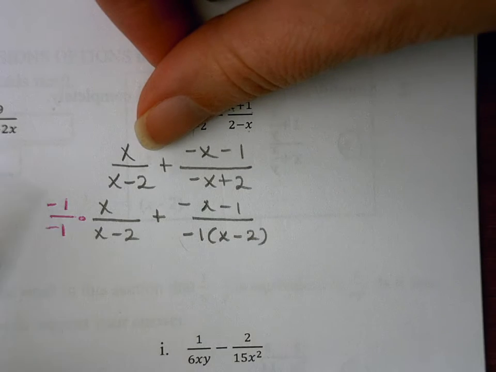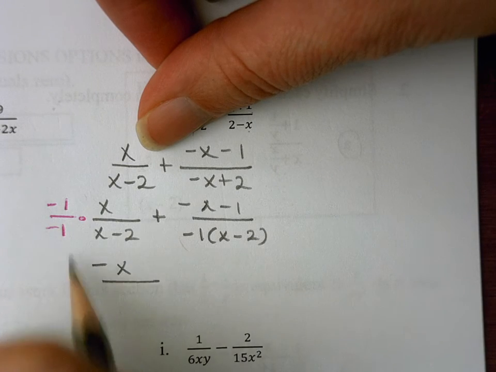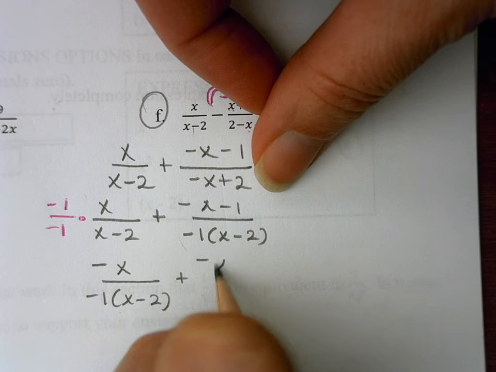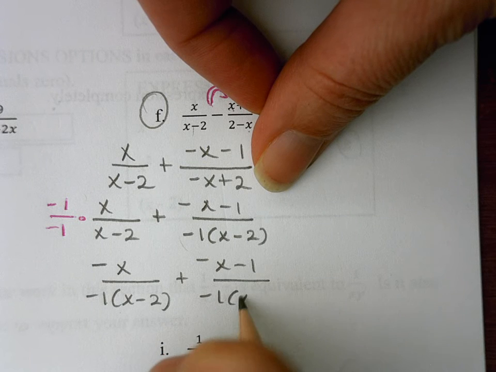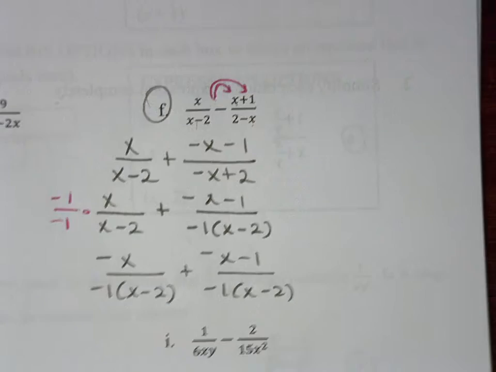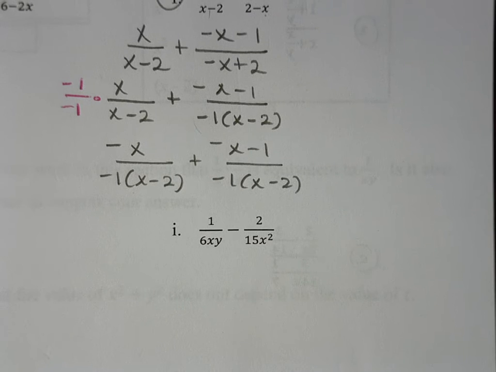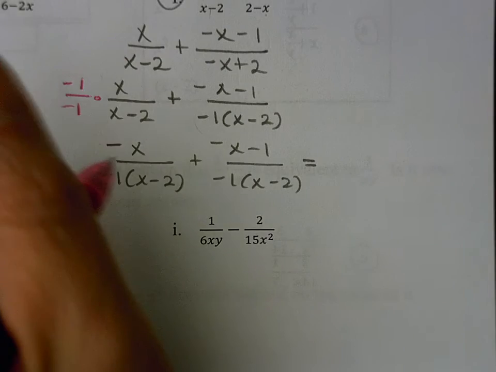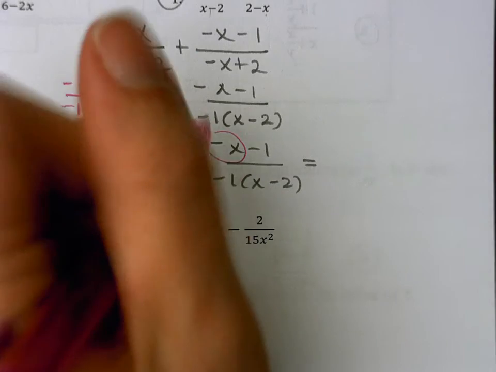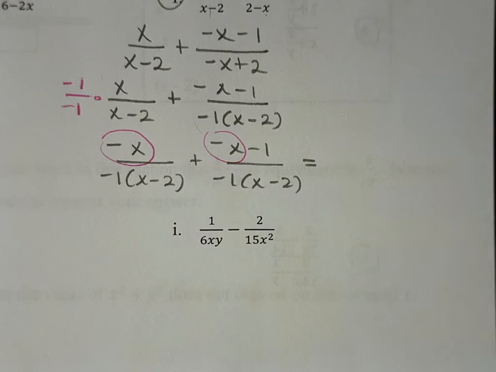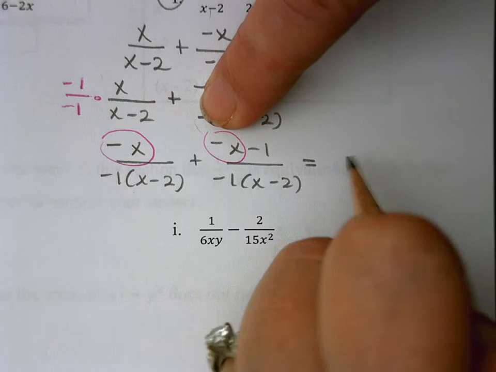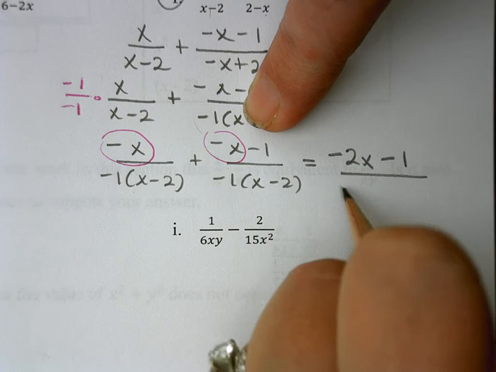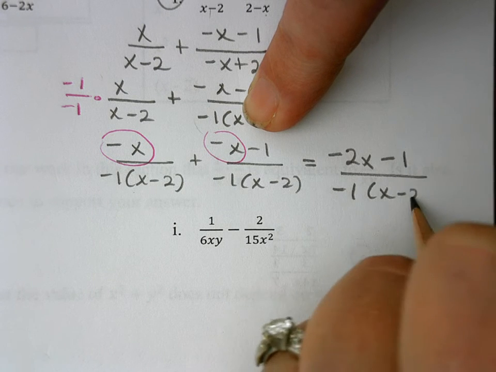So when I multiply, I'll get negative x over negative 1 times x minus 2, and then negative x minus 1 over negative 1 times x minus 2. So since I have a common denominator, I can go ahead and combine my numerators. So here I have a negative x, I can combine with a negative x. So negative 1x and negative 1x is a negative 2x, and then negative 1 doesn't have anything to combine with.